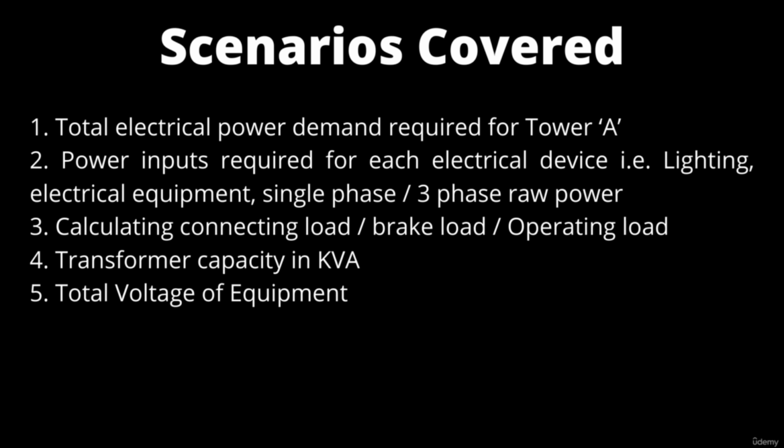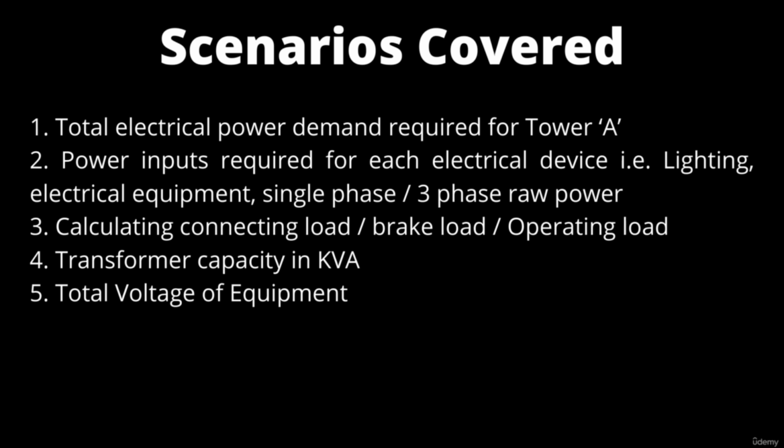The following scenarios will be covered as part of this case study. Number 1. Total electrical power demand required for tower A. Number 2. Power input required for each electrical device, that is lighting, electrical equipment, single phase or three phase raw power. Next is calculating connected load, break load and operating load. These 3 loads are very important to understand the actual power requirement for the building.